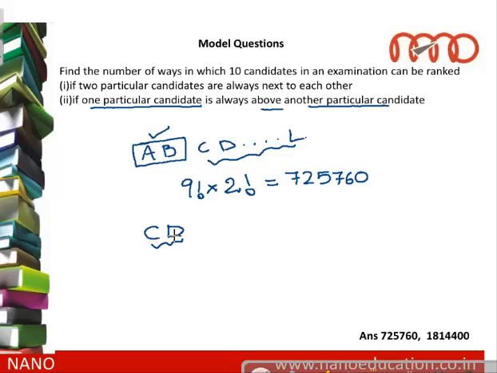C and D can be arranged among themselves in only one way. C is always before D. So you can treat C and D to be identical, 10 persons to be permuted among themselves in 10 factorial ways, of which C and D are identical, divide by 2 factorial. So the answer would be 10 factorial by 2 factorial, which will come out to 1814400.